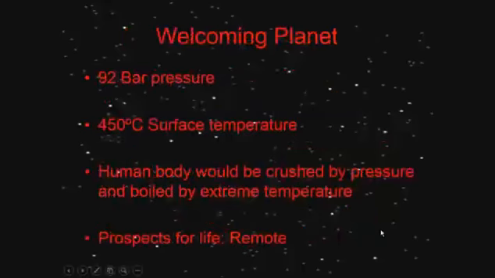So keep predominantly in your head the idea of the very high surface pressure. High surface pressure means high temperature. So about 92 bar, about 450 Celsius surface temperature. If you were to go there as a human, you would actually be crushed by the pressure and boiled by the extreme temperature. And it would be a relatively uncomfortable vacation for everyone involved. So the prospects for life on this planet are probably remote if we're talking about the kind of life that we find here on the Earth.